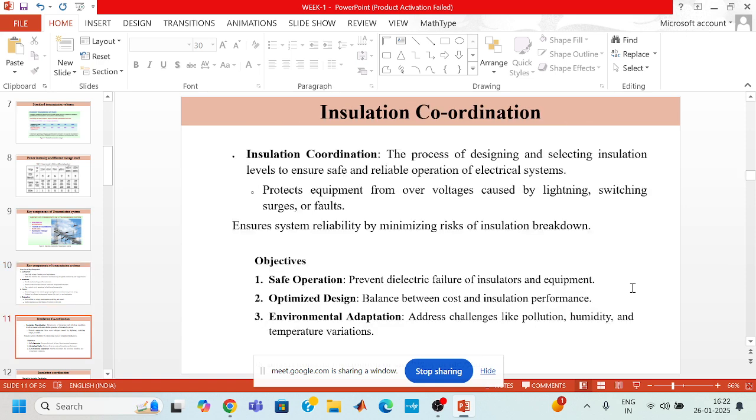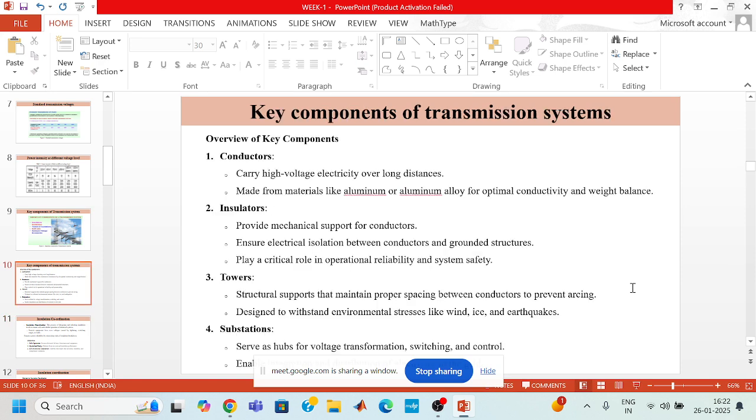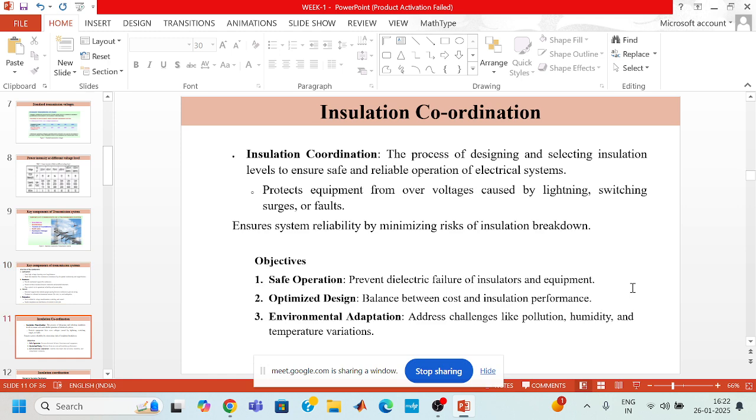So the next is insulation coordination. Have you ever heard about insulation coordination? What is the main concept behind it? Anyone?